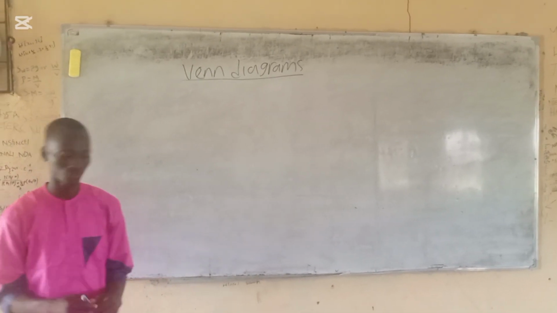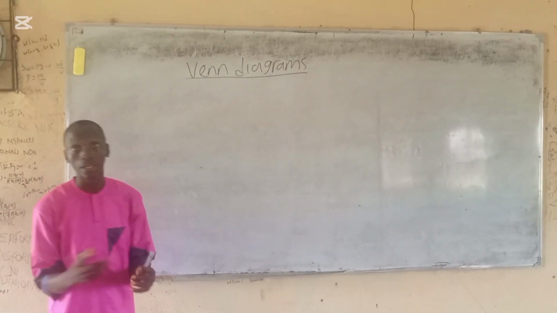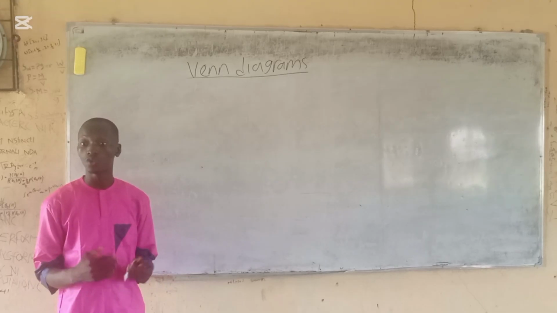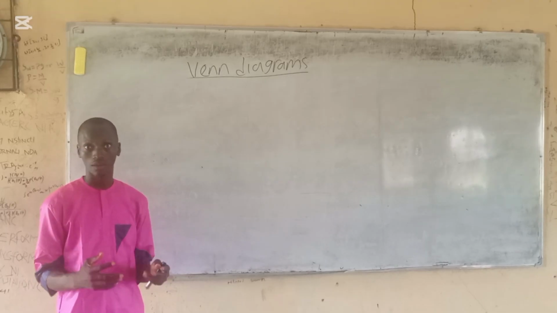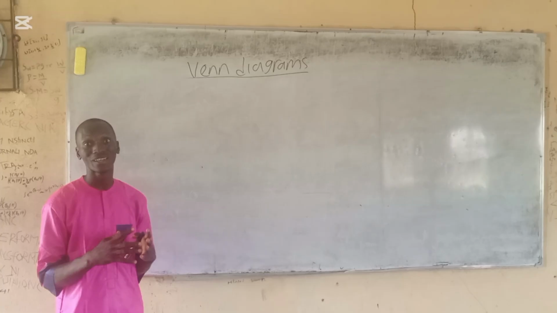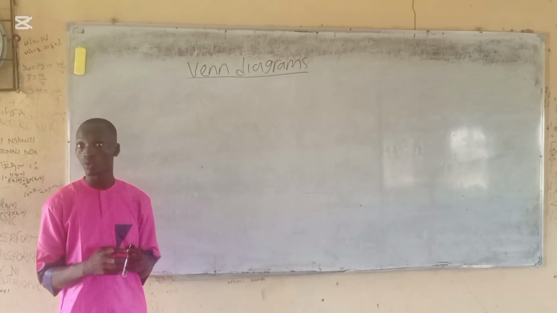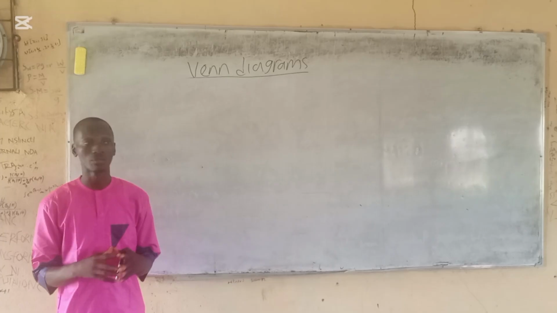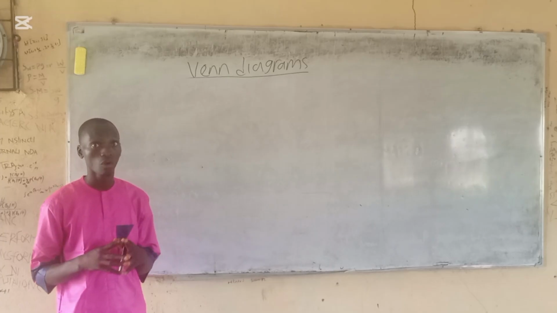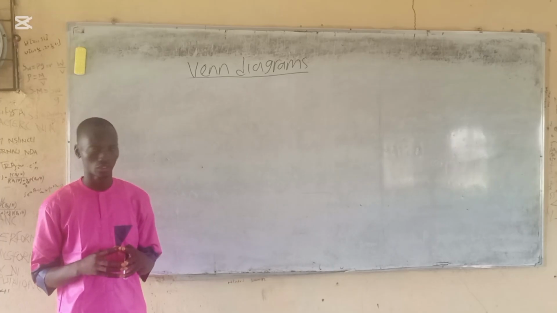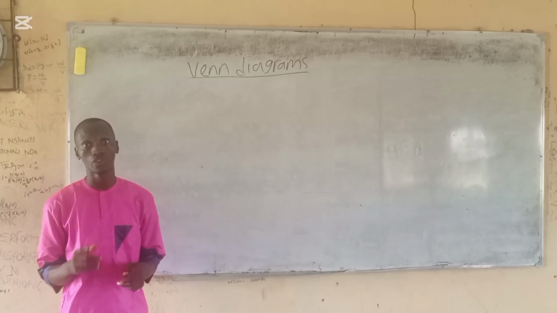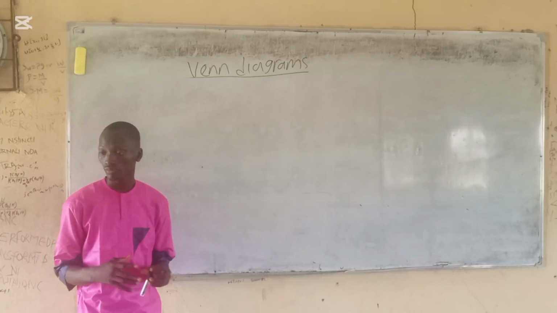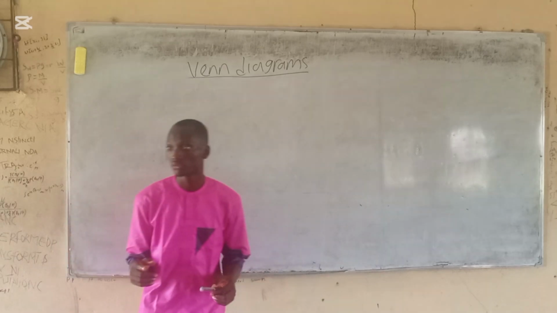What is a Venn diagram? A Venn diagram is the process of using a rectangle to represent a universal set and circles to represent subsets. It was introduced by an English mathematician called John Venn. Hope you get it.